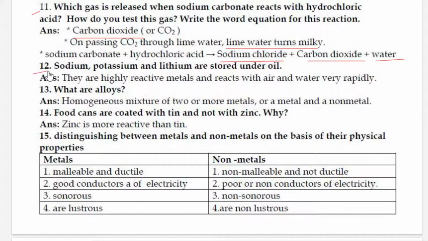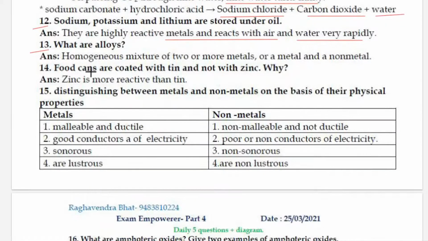Question number 12. Sodium, potassium and lithium are stored under oil. They are highly reactive metals and react with air and water very rapidly. So sodium, potassium and lithium are stored under oil. Next question, what are alloys? Homogeneous mixture of two or more metals or a metal and a non-metal are called alloys.